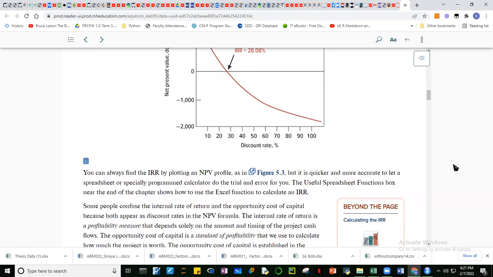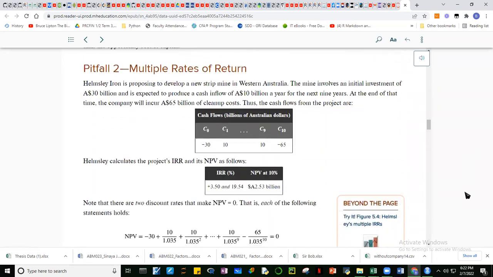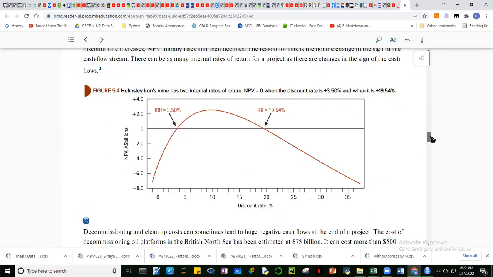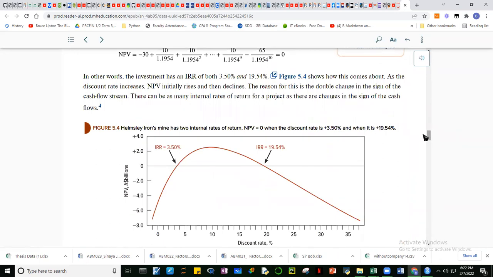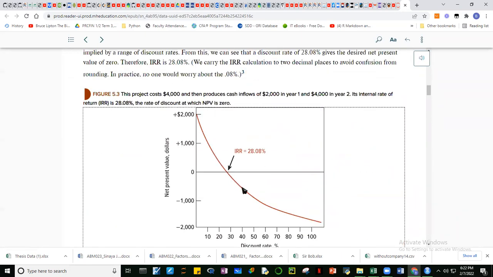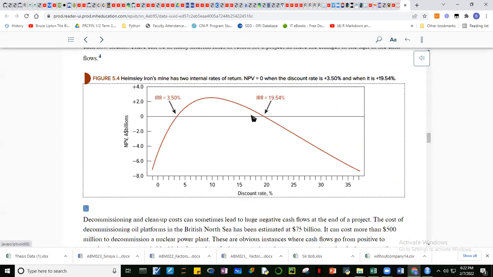Now, take a look at this. This is a case where you have multiple IRRs. So you notice here, guys, there's only one IRR. It touches the x-axis only once. Now, there's a situation where you might have more than one IRR, or two. I haven't seen a cash profile which has 3 IRRs. I've seen only 2. Okay, when does this happen?